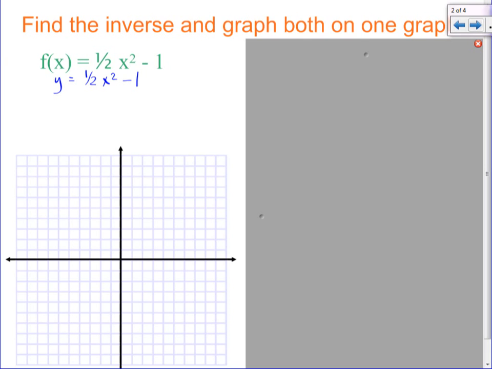Now to find the inverse, we're going to switch x and y and then solve for y. So let's first do that. Let's switch x and y. So now x is over here and y is right here. And now we just want to get y by itself. Okay, so we're going to move the 1 first. So we have x plus 1 equals 1/2 y squared. Now what? What could we multiply both sides by to get rid of that 1/2? Yeah, let's multiply both sides by 2.